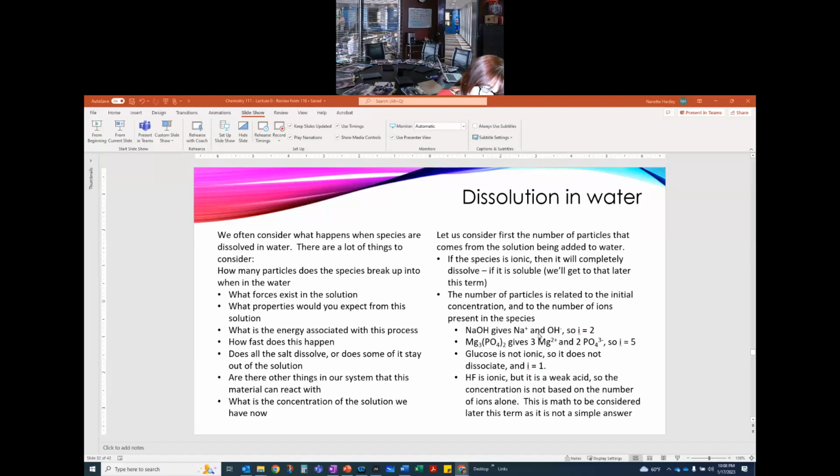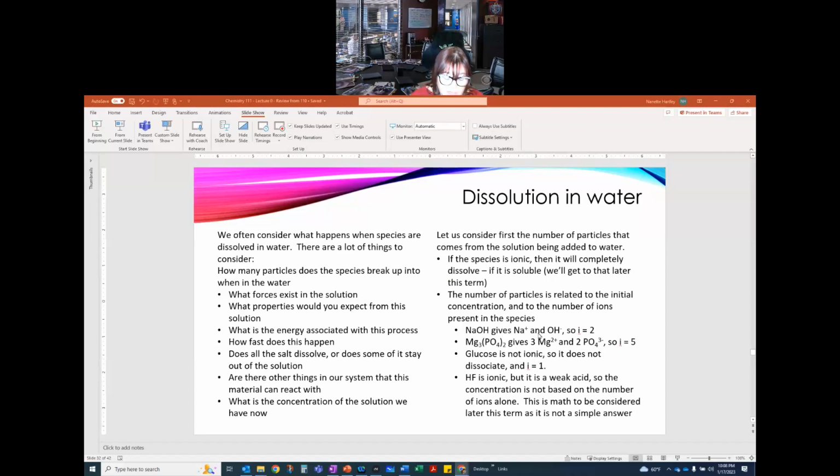When we talk about Mg3(PO4)2, that comes apart and gives me 3 Mg2+ and 2 PO4 3-, and the i for that is 5, because I get 5 particles out of it. Now, glucose is not ionic. It does not dissociate. And so the i for glucose is 1 because it does not dissociate when it comes into solution.